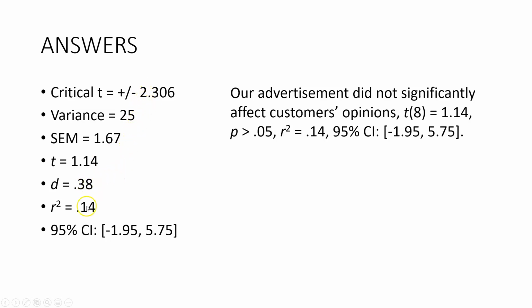And you can see here your d and r squared and a 95% confidence interval, but your sentence should say something like, our advertisement did not significantly affect customers' opinions, t equals 1.14, p greater than 0.05. Remember, it's in the greater portion of the distribution, the larger 95% in the middle, greater than 0.05. Then r squared, or d, whichever you prefer, 95% confidence interval.